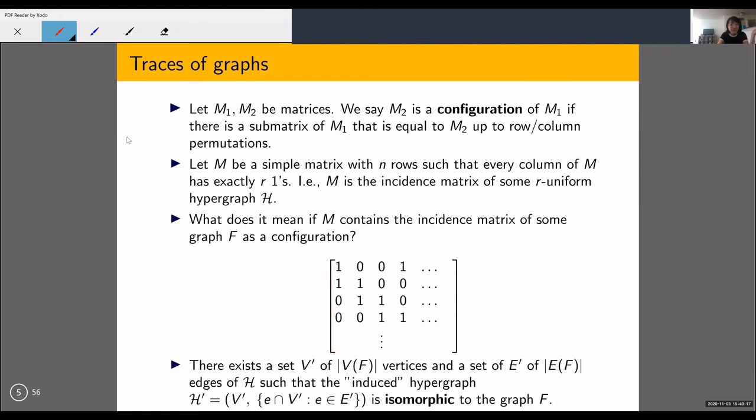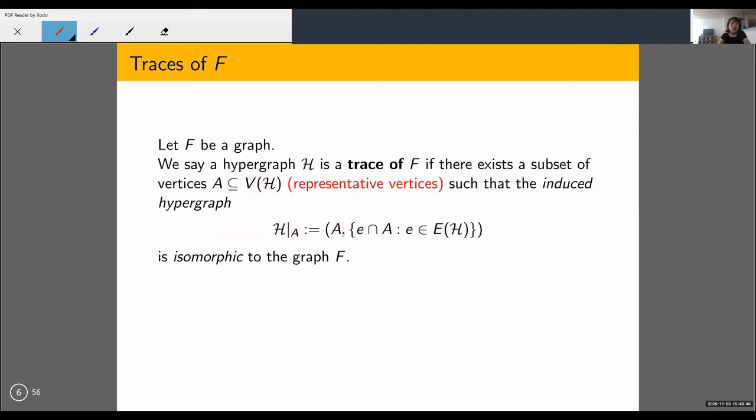Essentially, we have some subset of vertices, V prime, and some subset of edges, E prime, such that if we look at the hypergraph induced by these, where we restrict to only those vertices and intersect the edges with those vertices, we get something isomorphic to the graph F. That is going to be called a trace of F. In other words, we have this hypergraph H and some graph F. H contains a trace of F if we can look at some subset of vertices A, look at this induced hypergraph, and we get something isomorphic to F.